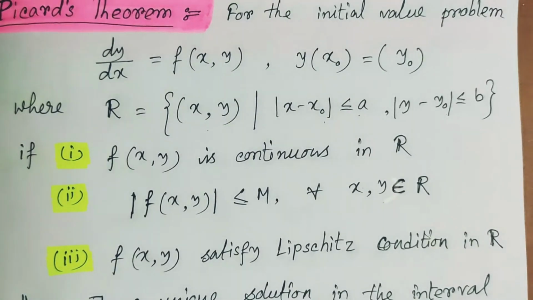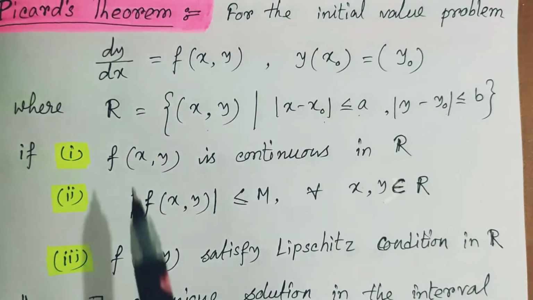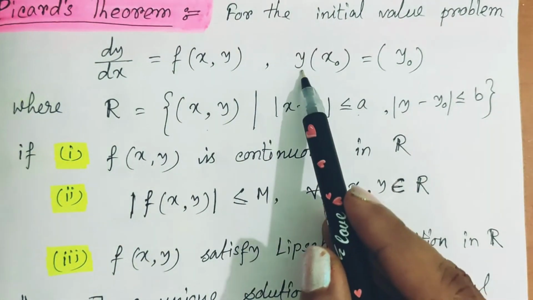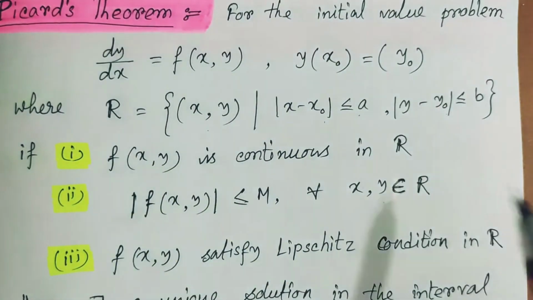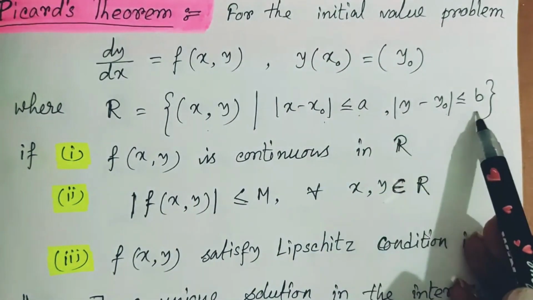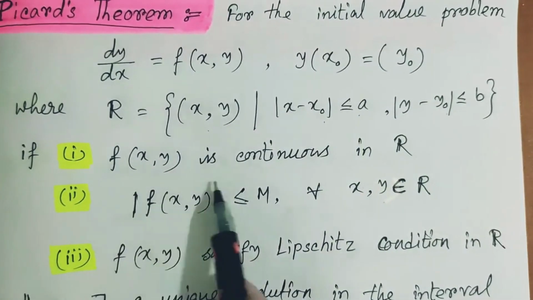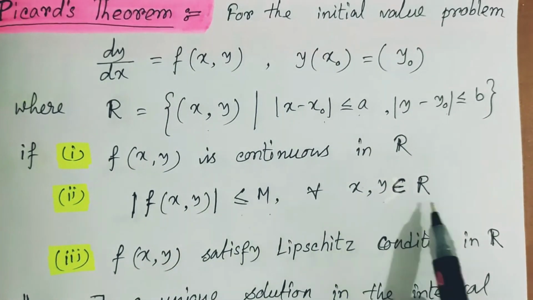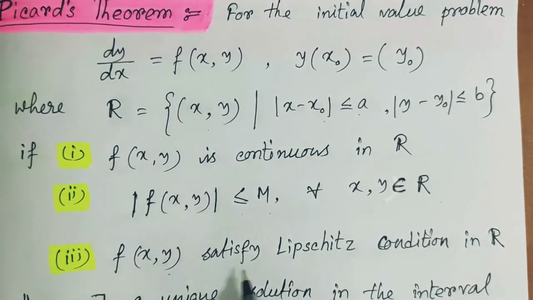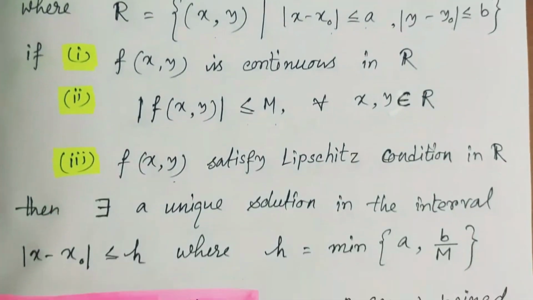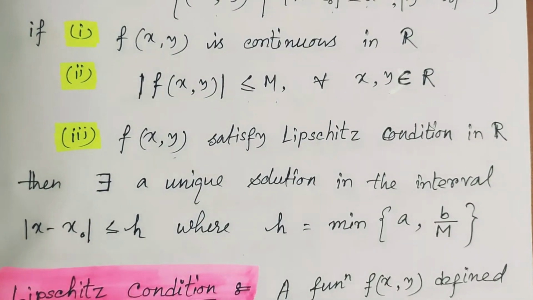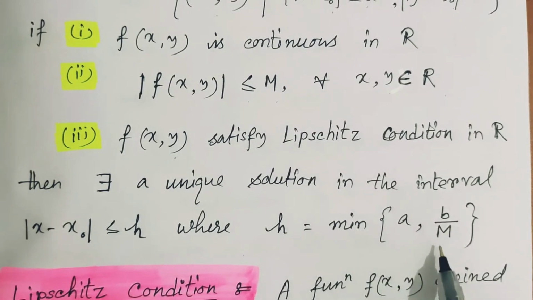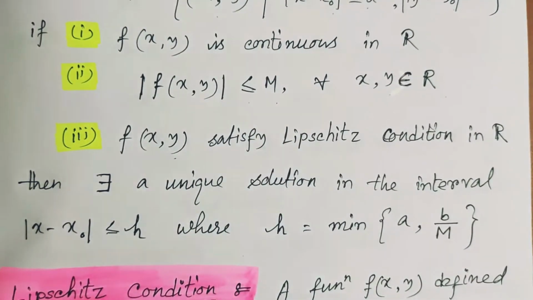So what does Picard's theorem actually say? For the initial value problem dy by dx is equal to f of x, y, where the initial condition is y of x0 is equal to y0 within the rectangular domain R with width and length a and b, if f of x, y is continuous in R, mod of f of x, y is less than or equal to M for all x, y belonging to R, and f of x, y satisfies Lipschitz condition in R, then there exists a unique solution in the interval mod of x minus x0 less than or equal to h, where h is equal to minimum of a comma b by M. This M is this one. So this one is our Picard's theorem.